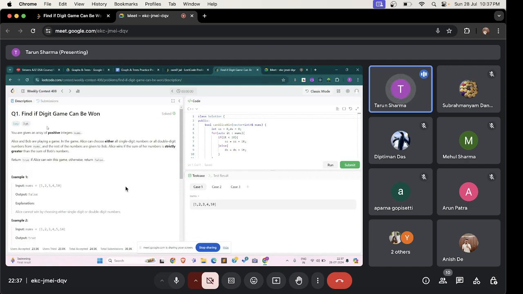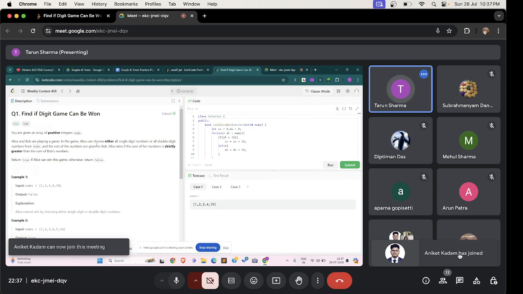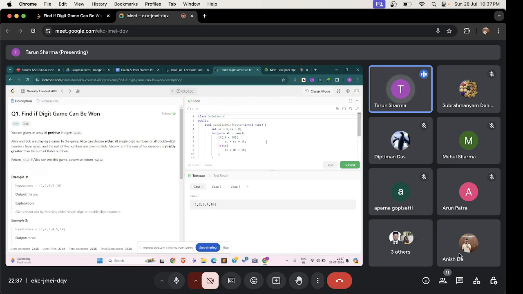So basically, the first question was: we have been given a positive integers array and we have to find out who will win, Bob or Alice. Alice and Bob are playing, and we have to see whether the single digit sum is greater or the double digit sum is greater. We can simply find that by calculating the single digit sum and double digit sum separately. If they are equal, then Bob will win, else Alice will win.